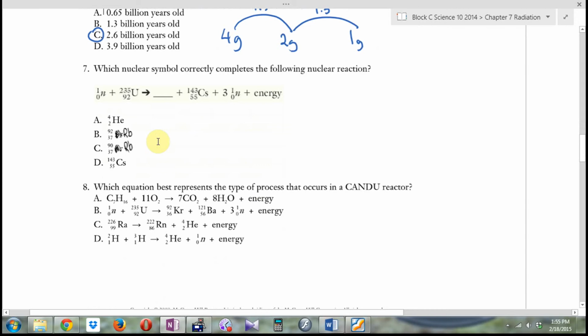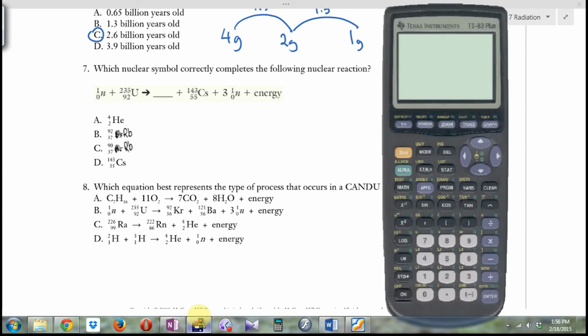Hey, nuclear. Which of the following correctly completes the following nuclear equation? The fact that Mr. Dueck changed B and C probably means one of those two is the right answer. Otherwise, he wouldn't have bothered changing them. Right? Is it B? Let me see. Someone says C.